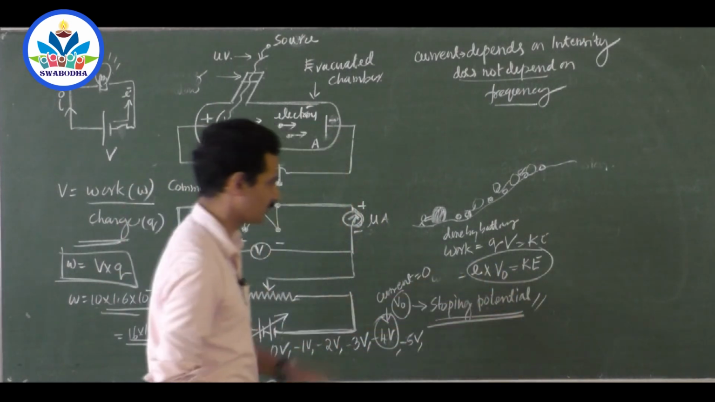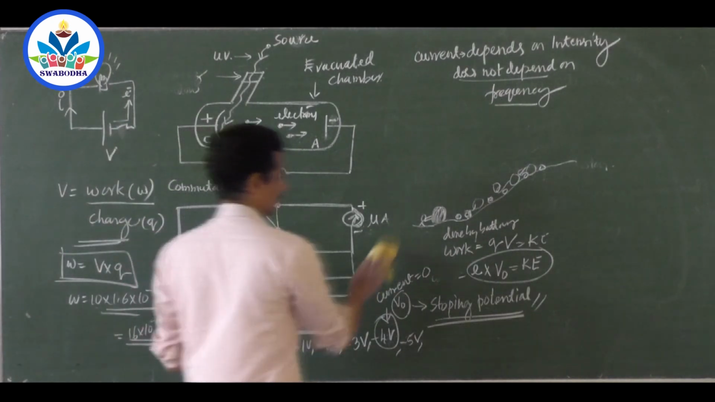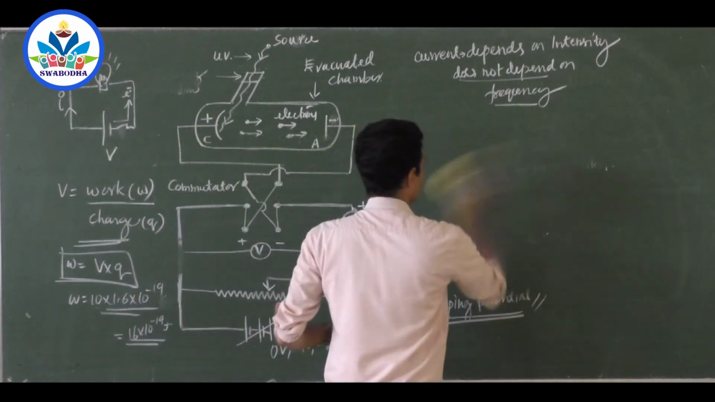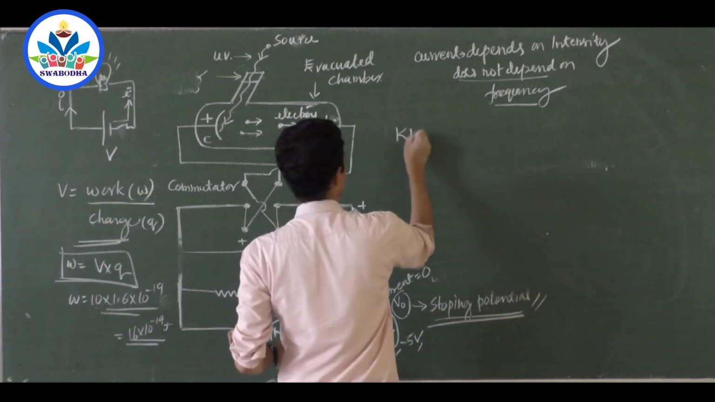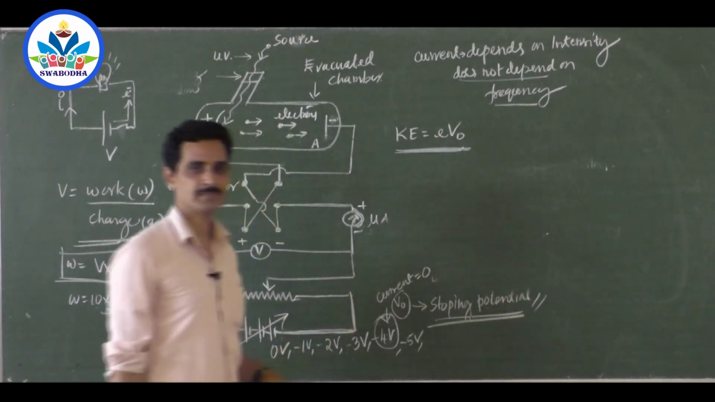Don't forget these formulas, only small formulas. So eV naught is the kinetic energy of photoelectrons. Now you can measure the kinetic energy of photoelectrons using this formula, eV naught.